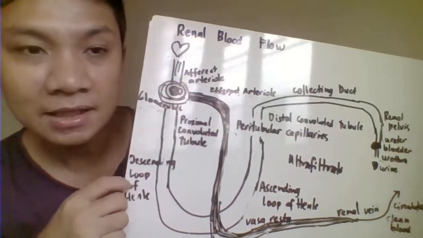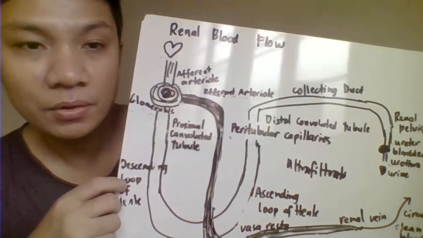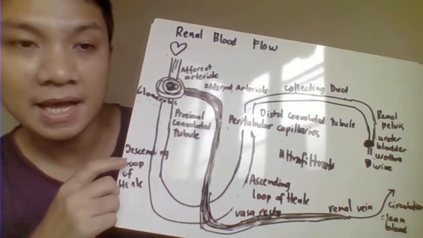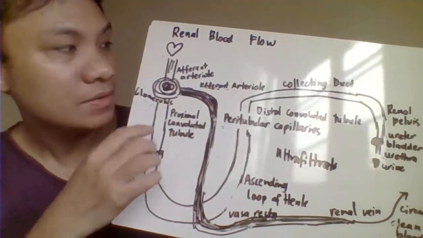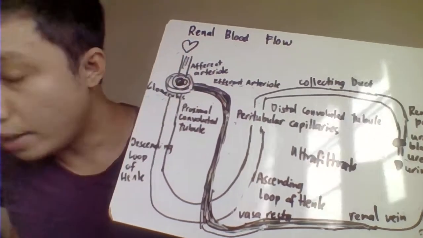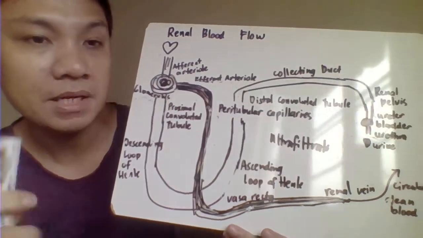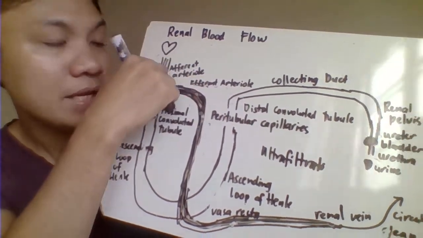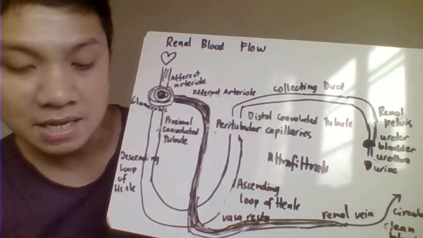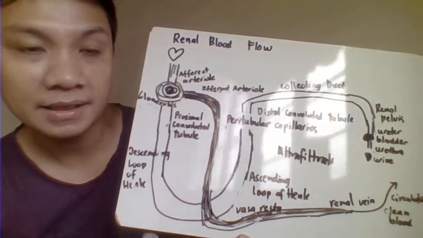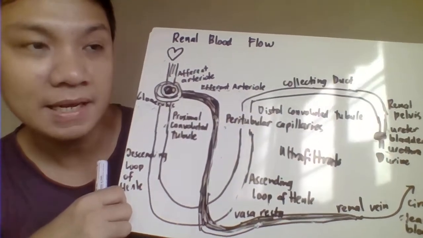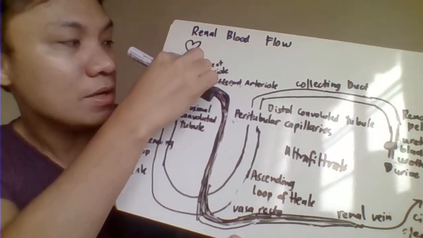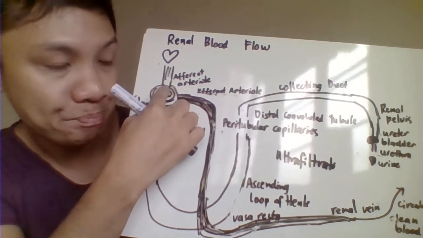Pag sinabi natin na total blood flow, that's 1,200 ml per minute. So, approximately, ang 1,200 ml per minute here is actually the volume of the blood that enters your kidney coming from your heart at a rate of 1,200 ml per minute. So, there are 1,200 ml per minute ang papasok dito.